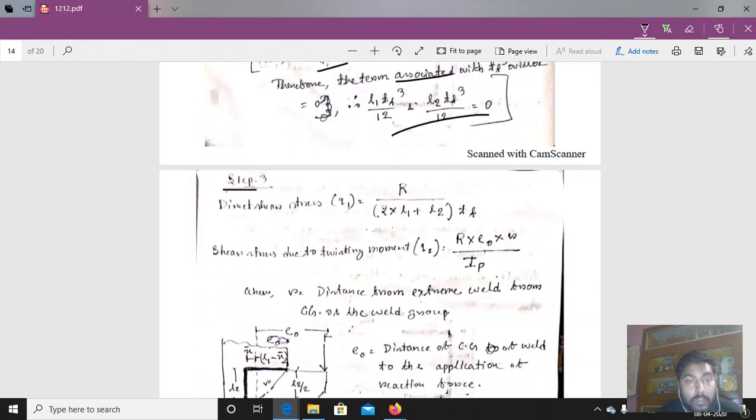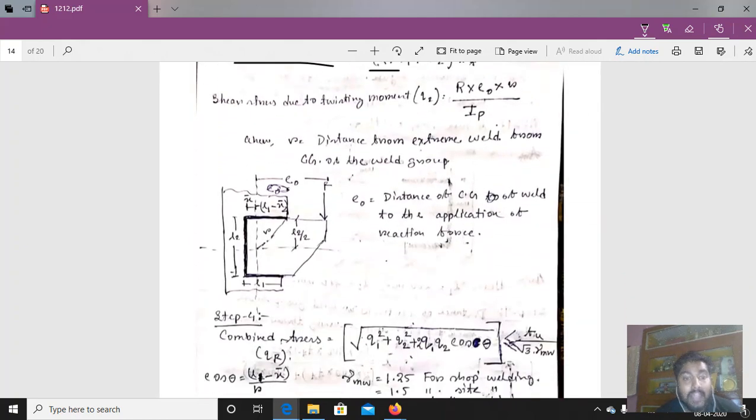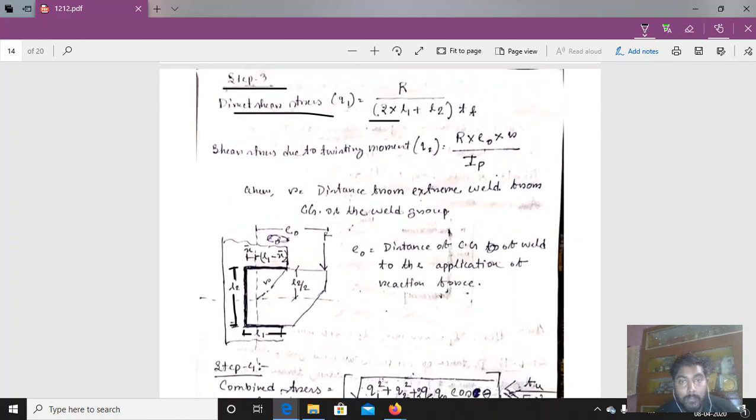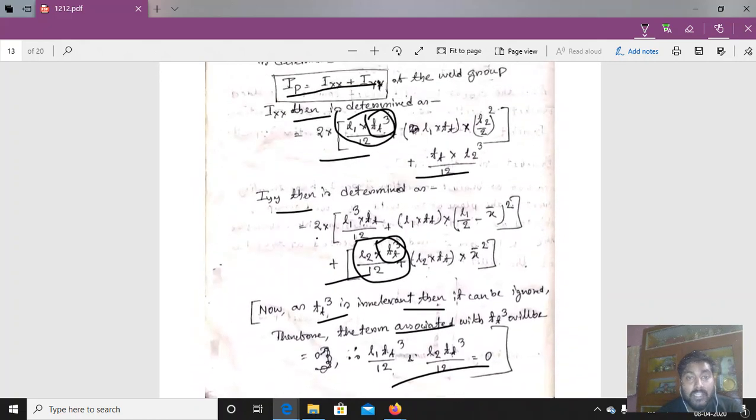Now coming to step number 3, direct shear stress has to be calculated from this value, R by 2 into L1 plus L2. What is L1 plus L2? L1 is the length of the weld at the bottom. This is L1, and this is L2, the length of the weld at the side. So R by 2 into L1 plus L2, that is LW, the effective length of the weld, into TT, the thickness of the weld. Shear stress due to twisting moment is calculated by R into E0 by Ip. Ip is the polar moment of inertia that we have determined.